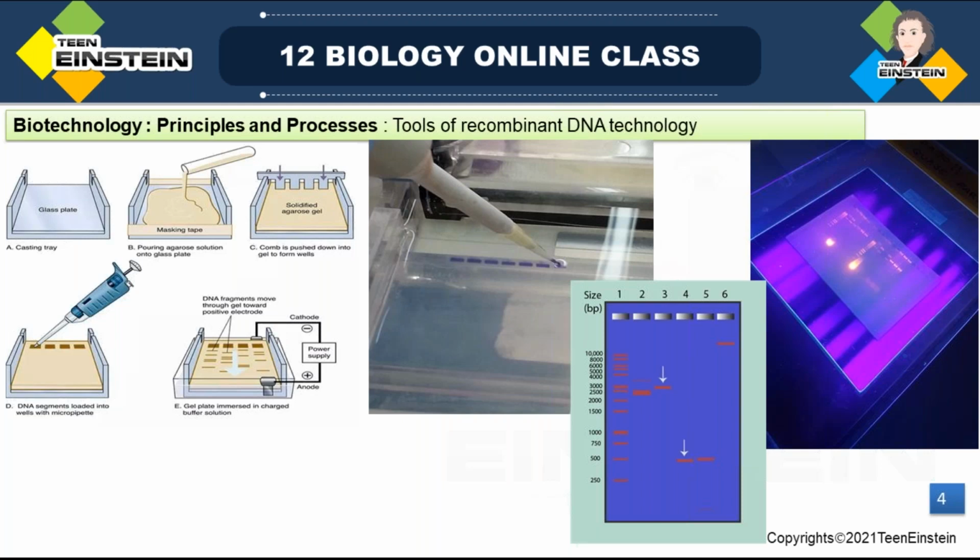So we prepare that in a concentrated form and keep it. At the time of gel preparation, we'll dilute it and use it. Got it? After dilution, now the buffer is ready. Now we need to add the agarose to that buffer.